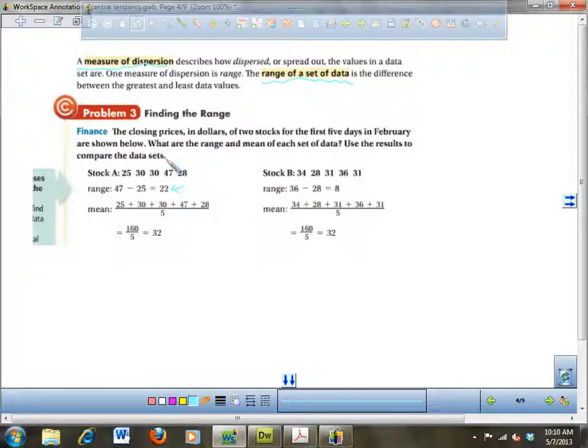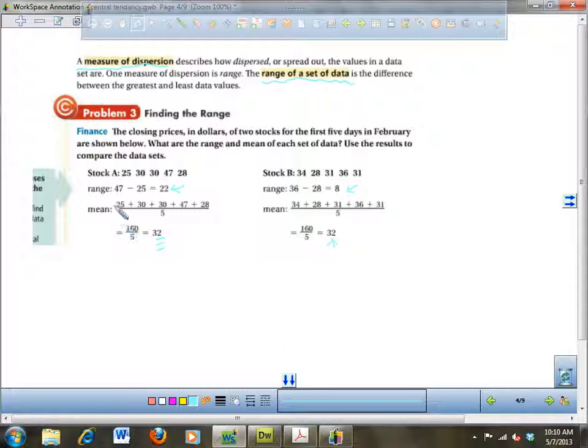That's the range. So in here, they're looking at stock prices and how this particular stock jumps around. And it has a range of 22. Its mean is 32. Okay? This stock, its range goes from 34 to 28 to 36 to 31. And this has a range of 8. But its mean is the same. So I add up those 5 values and divide by 5.